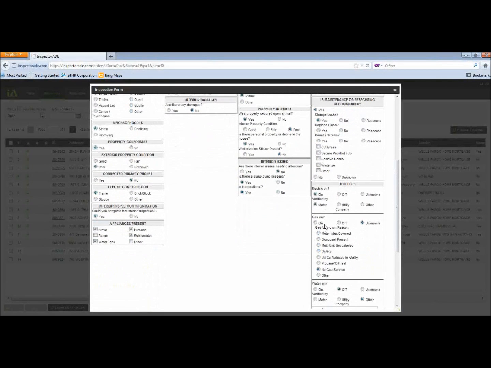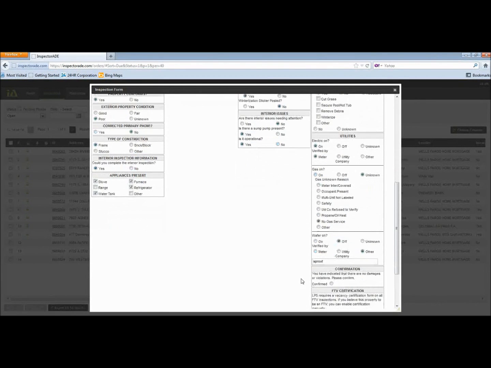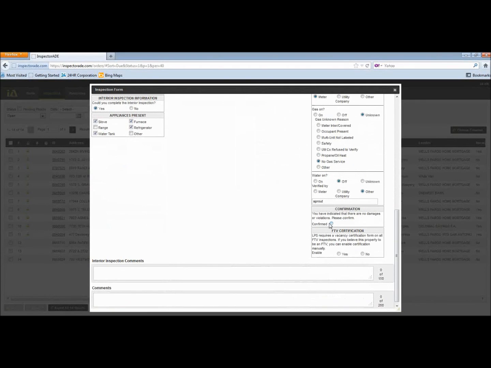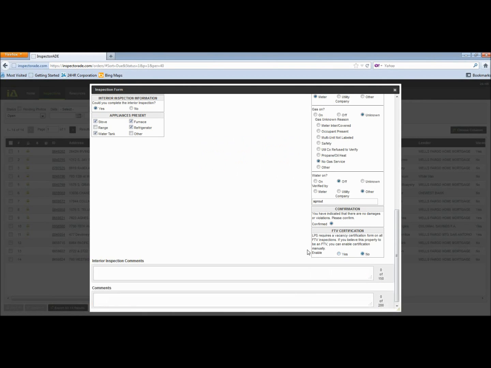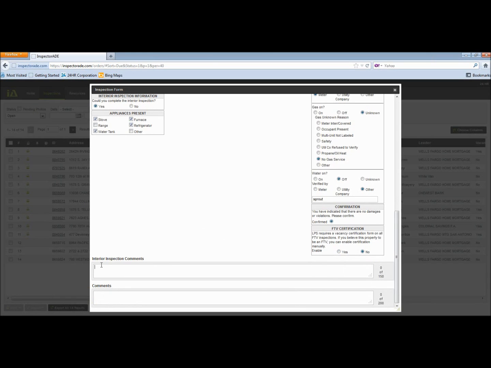Winterize, remove debris. Utilities. For an interior-exterior inspection, the utilities should be off. We always need a photo of utilities for vacant houses, so you'll have a photo of them and you'll say utilities off meter or on meter, but they should be off. Down here it's just going to make you confirm that there are no damages. And then here's the FTV thing, so you can hit yes because it is vacant, or you can hit no. And then down here just give us an interior comment on the condition of the inside of the house and an exterior comment on the condition of the exterior of the house.